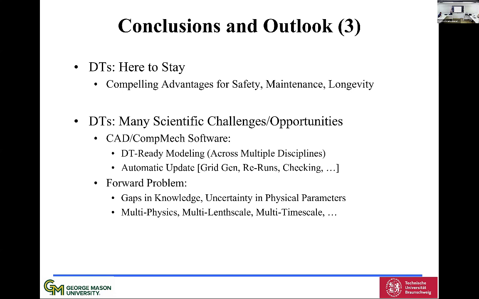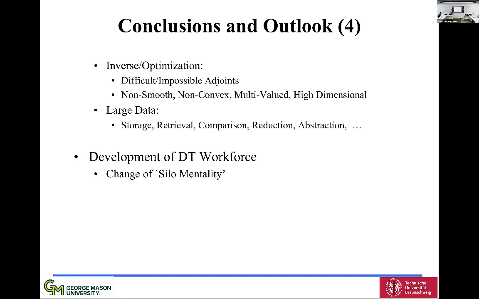And then if you think about the forward problem, there are lots of gaps in knowledge, in uncertainty, in physical parameters. So this is sort of our classic domain here. But if you think about the inverse of the optimization, in many cases, we have difficult or almost impossible adjoints. Think, for example, of a fluid model that has particles in the continuum. How do you get the adjoint of that?